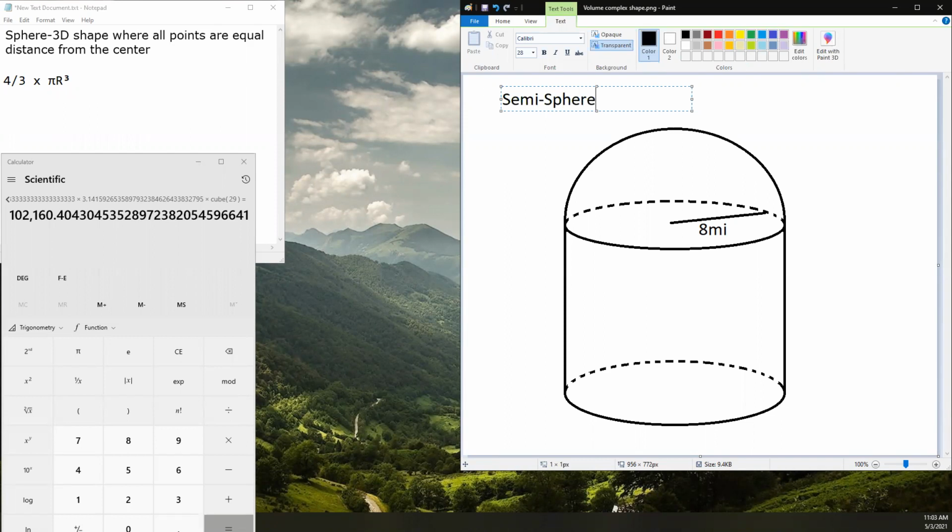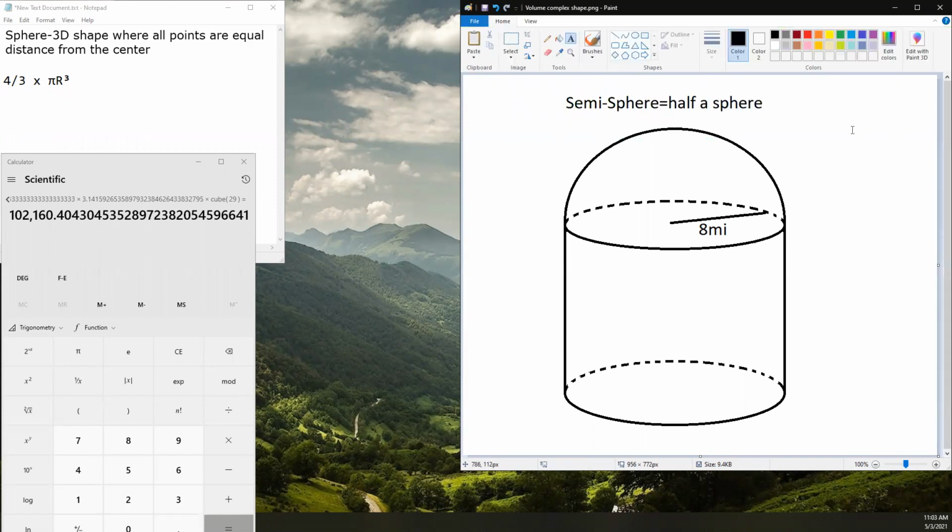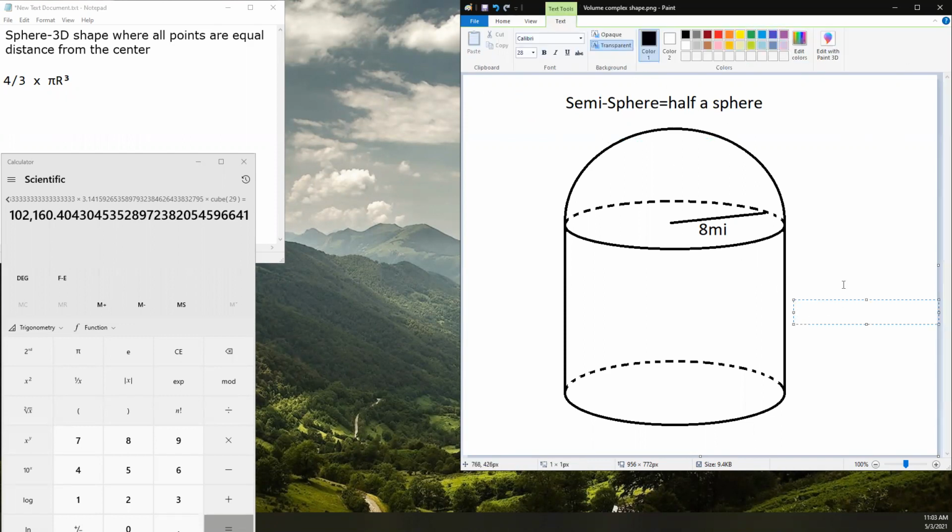So a semi-sphere is half a sphere. It's not complicated in any way. Any formula you get for spheres, you know, the volume formula of a sphere, get the volume of it and then divide it by 2. And then that's it. Oh, I need to add a height. Otherwise, we can't do this.